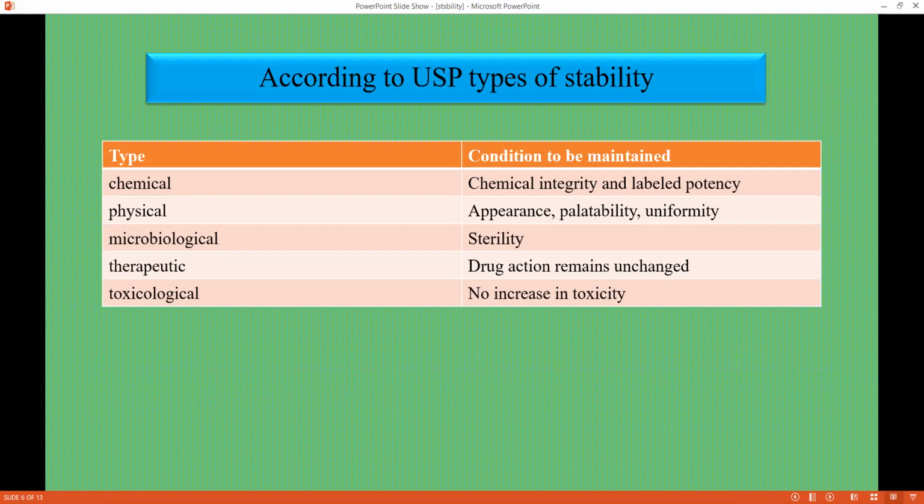According to USP, types of stability: mainly 5 types of stability. First is chemical stability, where the condition to be maintained is chemical integrity and labeled potency. Next is physical stability. Physical stability means checking the appearance, palatability, and uniformity. Next is microbiological, where the condition maintained is sterility. Next is therapeutic: the drug action remains unchanged. Next is toxicological effect, meaning no increase in the toxicity of the new drug product.